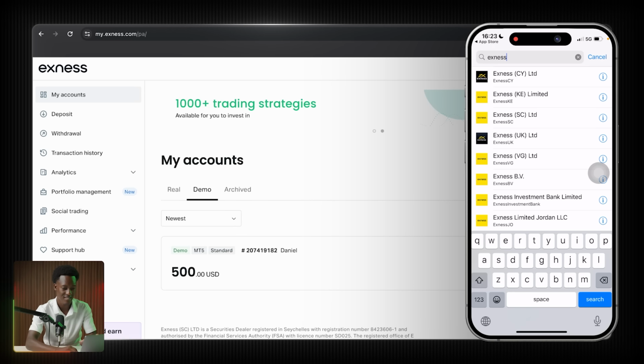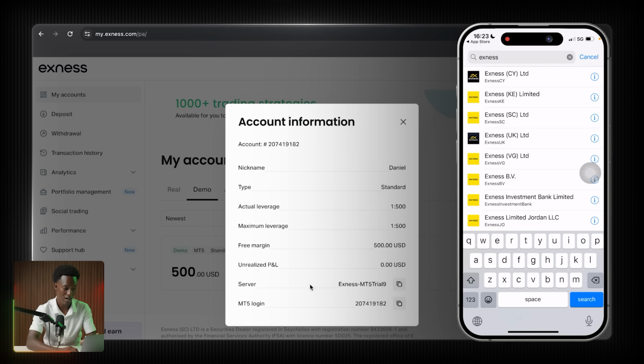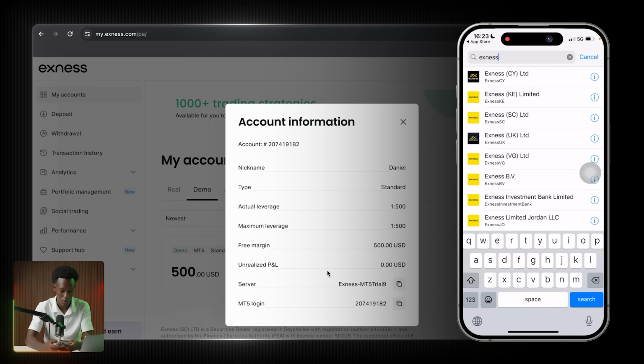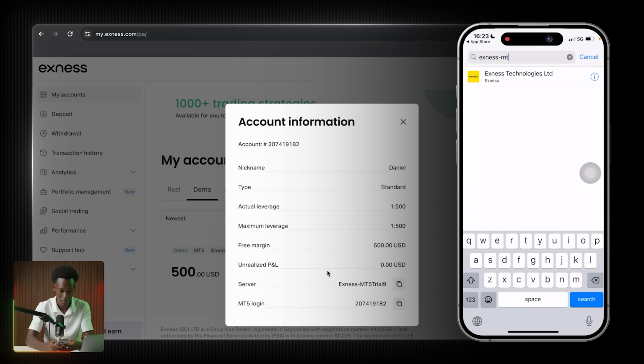Honestly, the easiest way is to come back to your account and look for the account information. There we go. So we have server being Excellence, MT5 trial, all that. So that's what we are going to be dealing with. So we could go ahead and write in Excellence MT5.